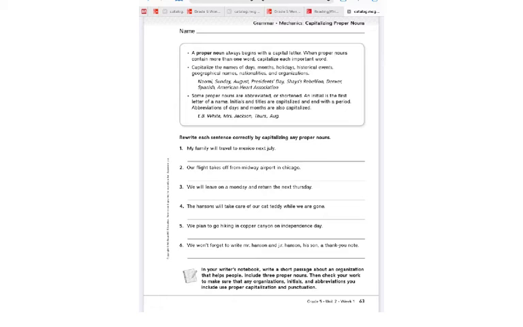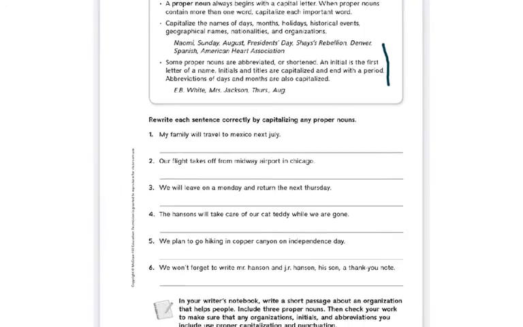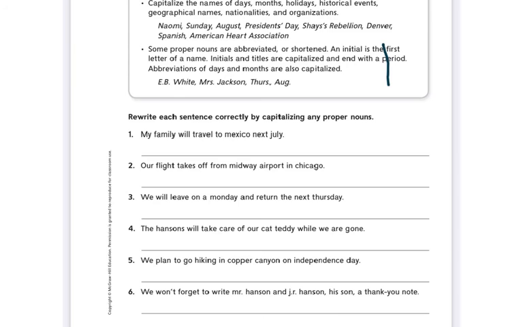So we're going to rewrite each sentence correctly by capitalizing any proper nouns. My family will travel to Mexico next July. When I'm looking for proper nouns, I'm looking for specific people, specific places, and specific events. So I can see Mexico and July are going to be the proper nouns.